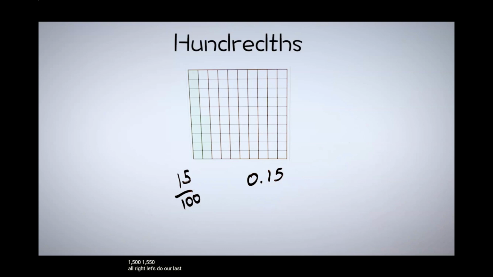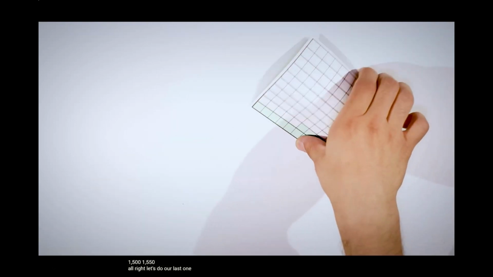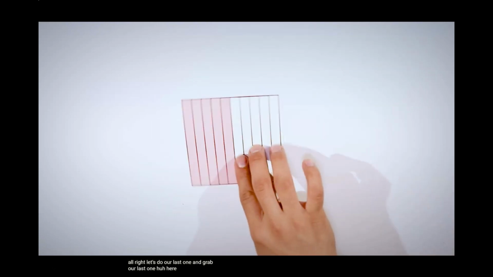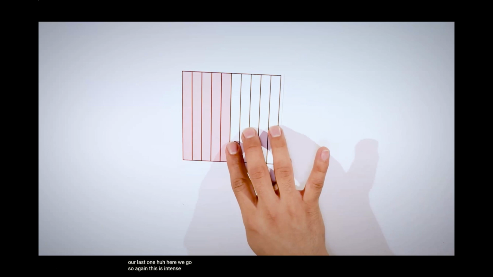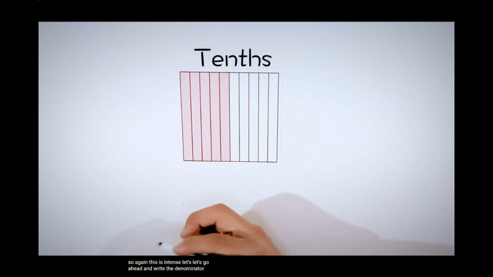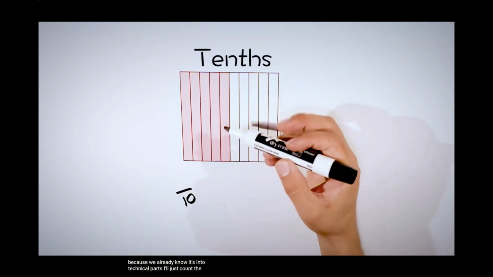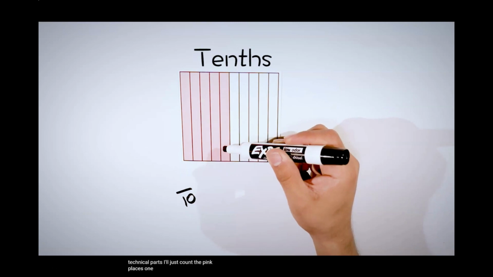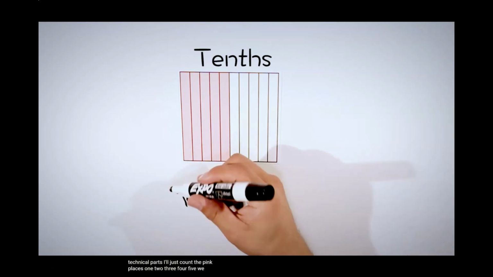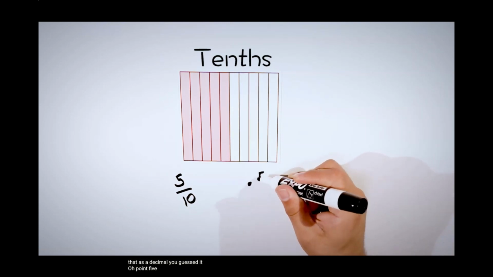All right, let's do our last one. Grab our last one. Oh, here we go. So again, this is in tenths. Let's write the denominator of 10, because we already know it's in 10 equal parts. I'll count the pink places: 1, 2, 3, 4, 5. We have 5 tenths, and the way you represent that as a decimal, you guessed it, 0.5.